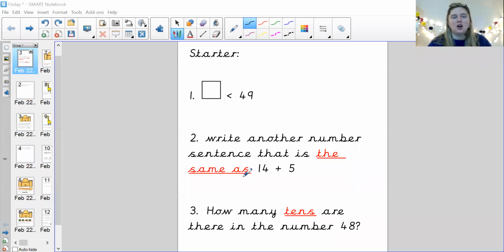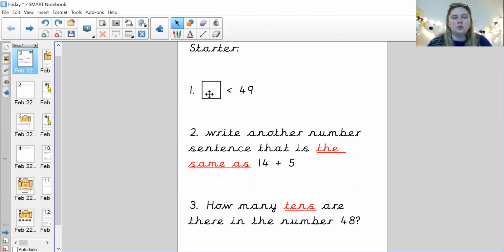Okay, let me share my screen. Can you get a pencil and a piece of paper and answer these three questions for me? So fill in the missing number here. This question says, write another number sentence that is the same as 14 plus 5. And number 3 says, how many tens are there in the number 48? So I'd like you to write the date, the numbers 1, 2, and 3, and then pause me and answer those three questions, okay?